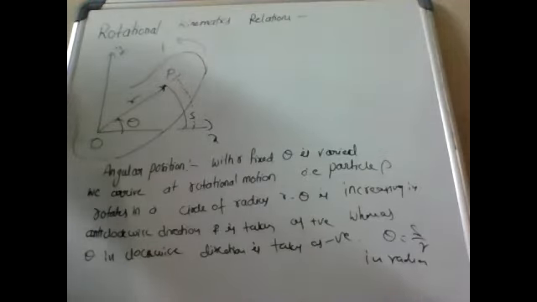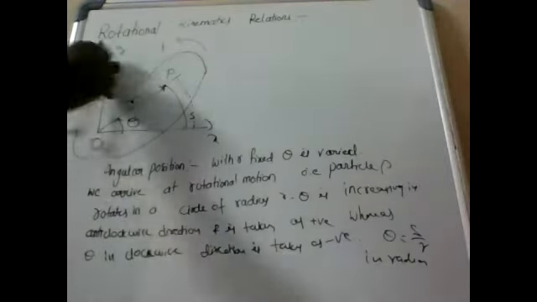So here angular position: with small r fixed, if theta is varied, varied means different values, we arrive at rotational motion, that is, particle P rotates in a circle of radius r. Then theta increasing in the anti-clockwise direction is taken as positive, whereas theta in the clockwise direction is taken as negative. Then theta equal to s by r in radians. So this is the angular position.